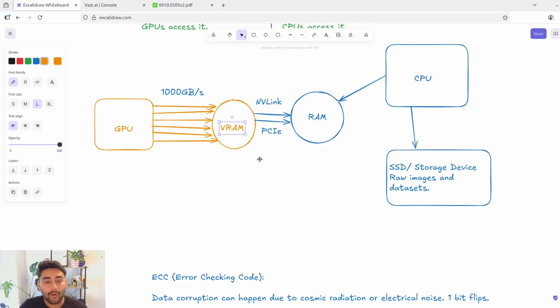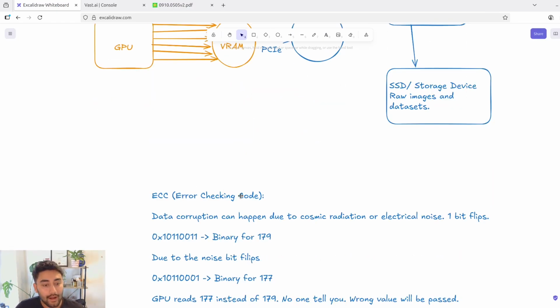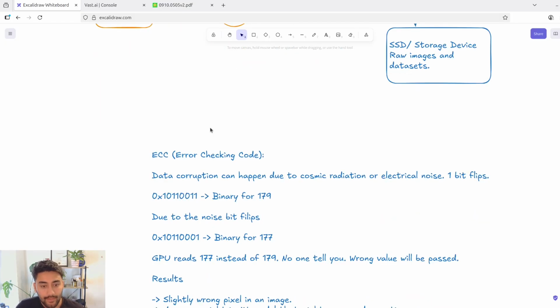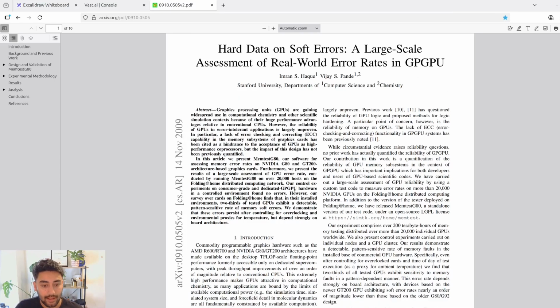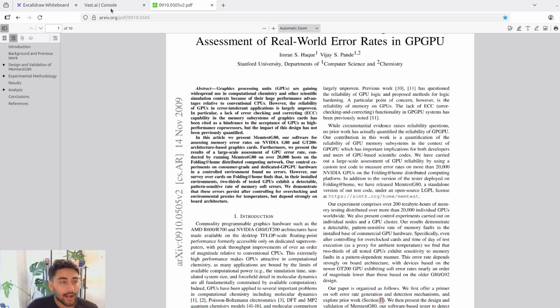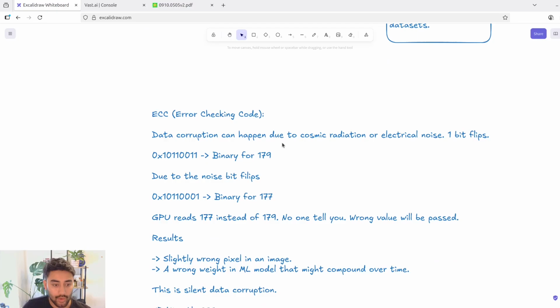So while we talk about VRAM, there's one important concept that we need to understand. It's called error checking code. I'll actually put a link here where Stanford did research about hard data on soft errors, a large scale assessment of real world error rates in GPU. You can get into the details about the study, but here is a brief summary of what error checking code is, what happens, and so on.